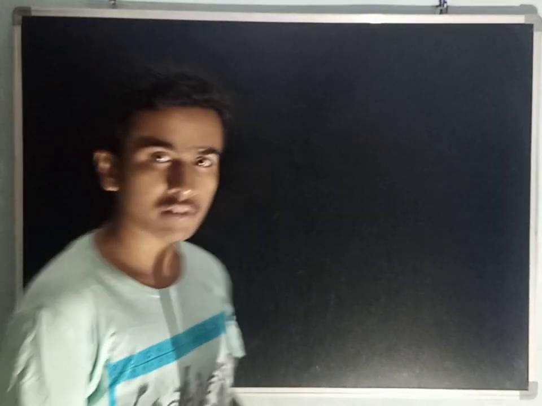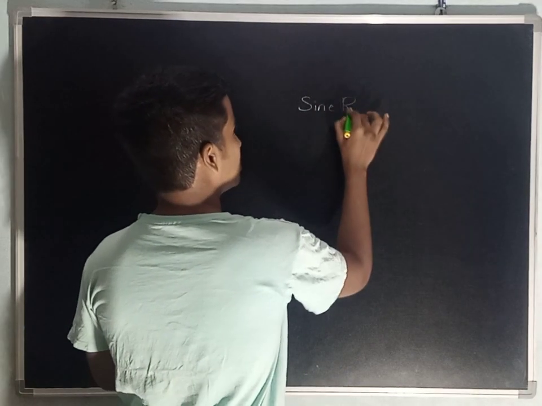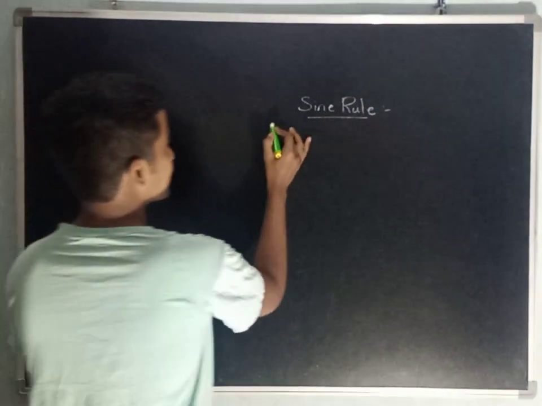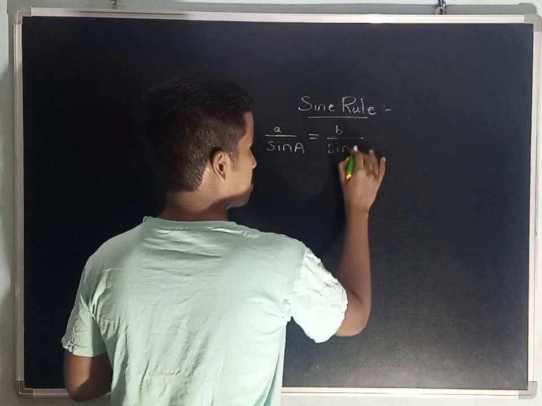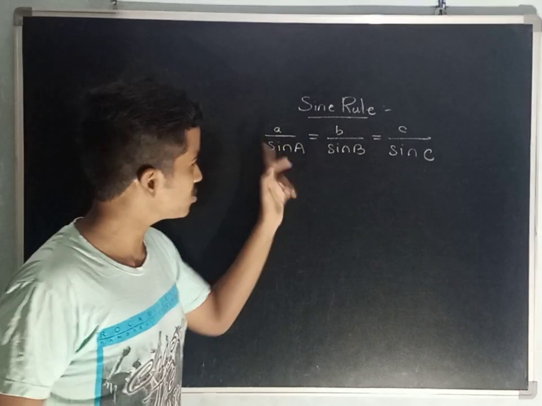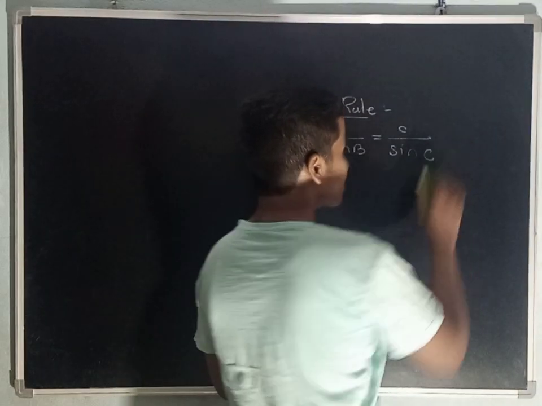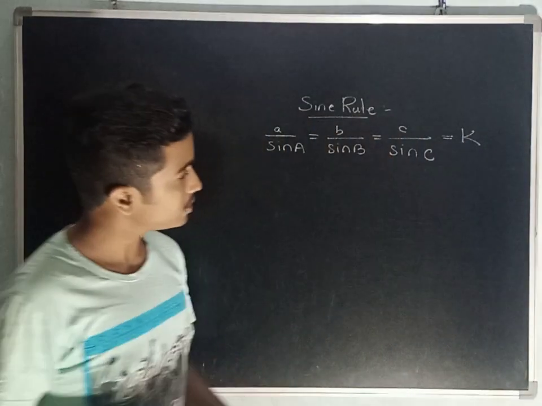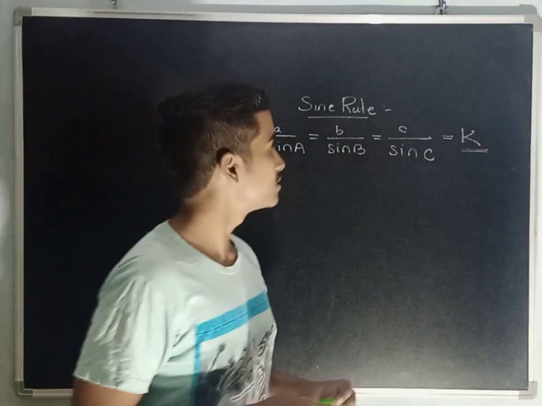In the previous video, we discussed some of the modifications of the sine rule. In the beginning of this chapter, we used to say that a by sine A is equal to b by sine B is equal to c by sine C, right? And during problem solving, we used to use a constant, that is k. And in the previous video, we made sure what the constant k actually explains to us.